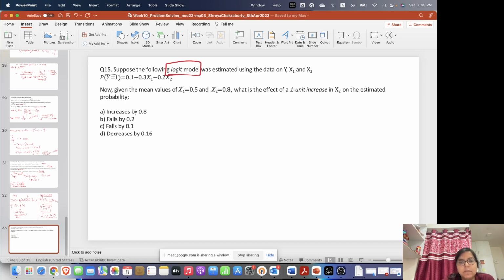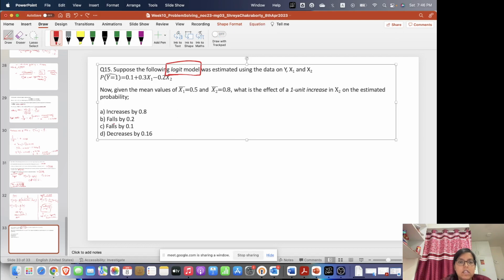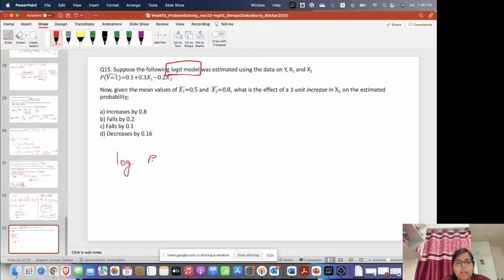Now we have used a logit model. If I write the logistic model first, then we would have log of p by 1 minus p equal to 0.1 plus 0.3 x1 minus 0.2 x2.